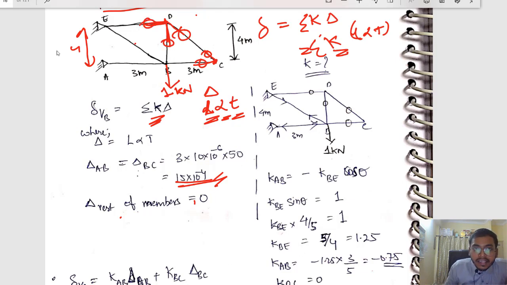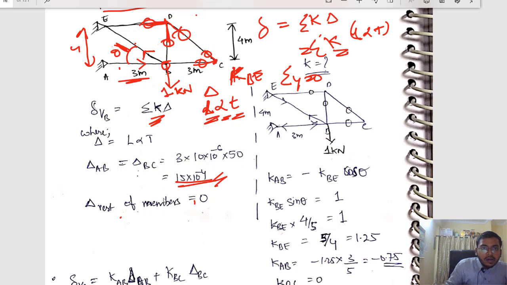Obviously this member will be carrying some load because sigma y should be equal to 0, and this member will also be taking some load. Now let us calculate the forces in members AB and BE. How to get the force due to unit load in member BE? Very simple, use sigma y equals 0 at joint B. So what is this angle? Theta. What will be the theta?